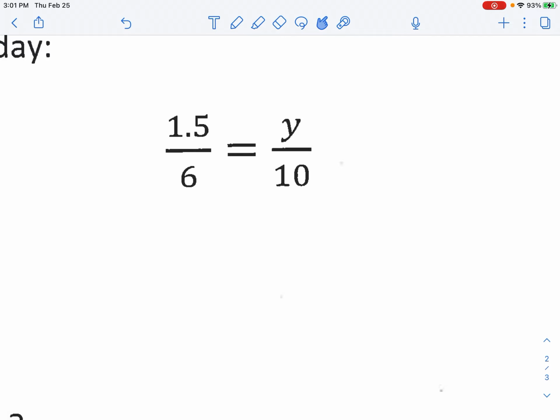1 and 5/10 over 6 equals y over 10. 6 times y. 1 and 5/10 times 10. So when you multiply a decimal by 10, if there's 1 zero, bloop, you're going to move that decimal 1 place to the right. So 6 times what equals 15?